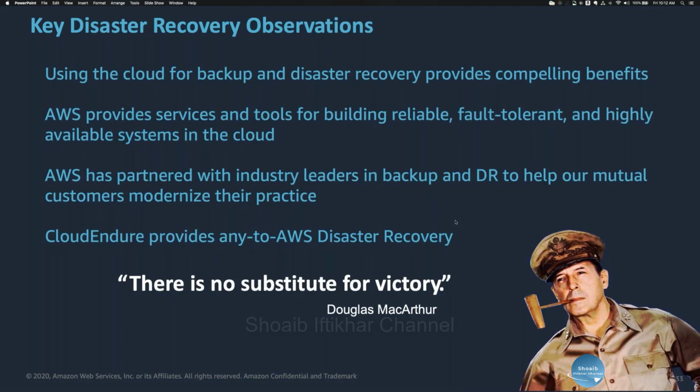And so, some key disaster recovery observations. Using the cloud for backup and disaster recovery provides compelling benefits. AWS provides services and tools for building reliable, fault-tolerant, and highly available systems in the cloud. AWS has partnered with industry leaders in backup and DR to help our mutual customers modernize their practice. And Cloudender provides any-to-AWS disaster recovery. And as Douglas MacArthur said, there is no substitute for victory.